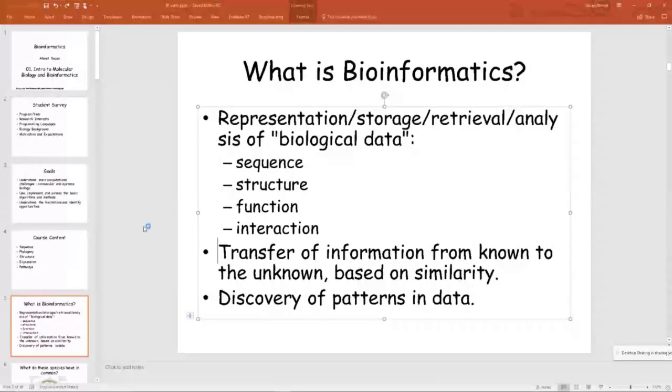Bioinformatics is a hypothesis-generating field. It's a hypothesis-generating study. So you look at your data, you come up with some suggestions for further experiments that can either confirm or refute what you think is going on in terms of the underlying molecular mechanism of these biological functions.